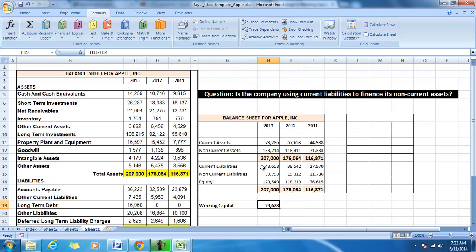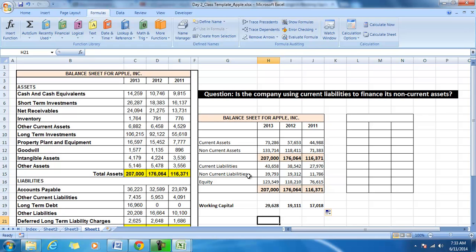So positive working capital means a part of the current assets are financed by the current liabilities. So the current liabilities are able to finance a part of the current assets only. So where is the balance coming from? The balance is coming from the non-current sources, which may be non-current liabilities or equities. So in case of Apple, in all the 3 years, the company is having positive working capital.